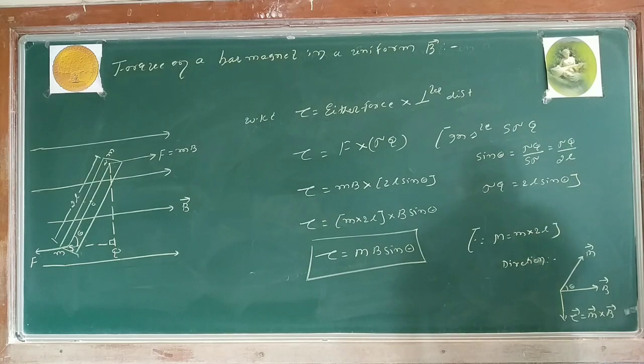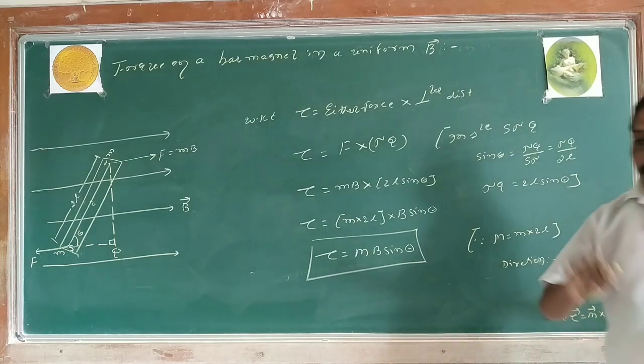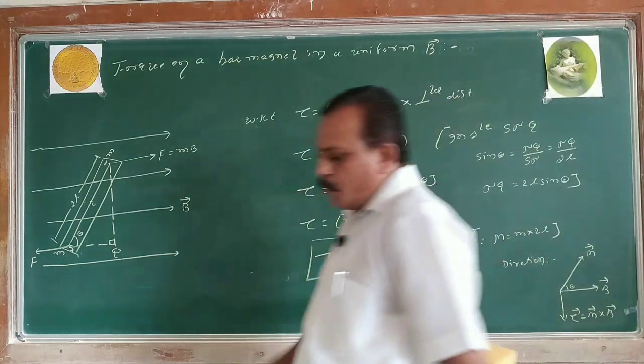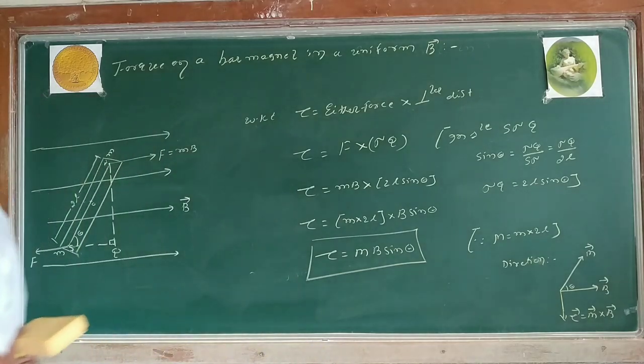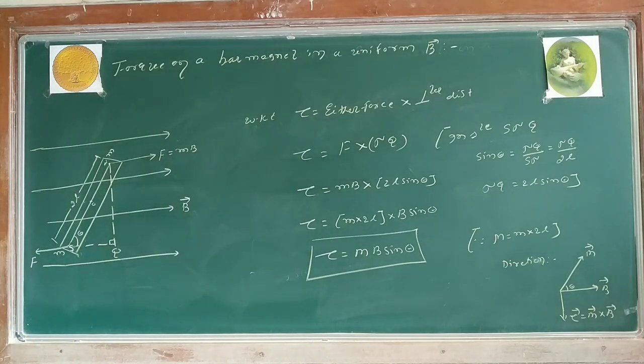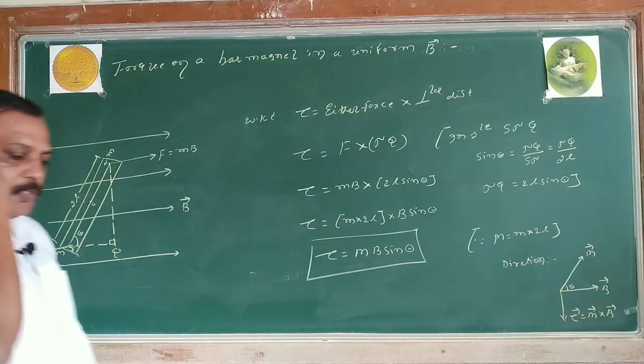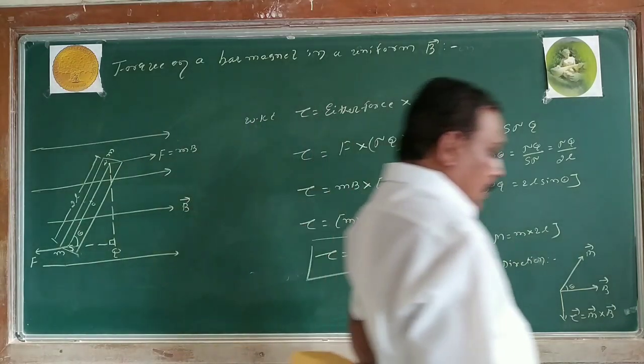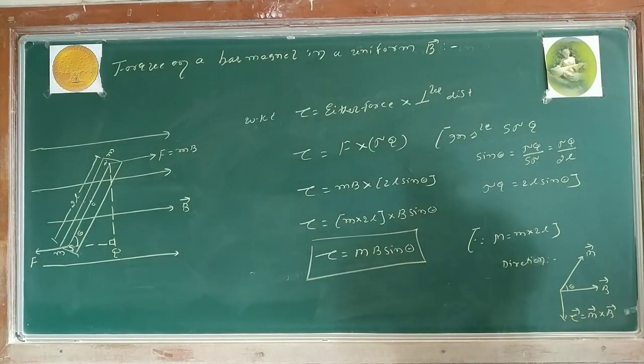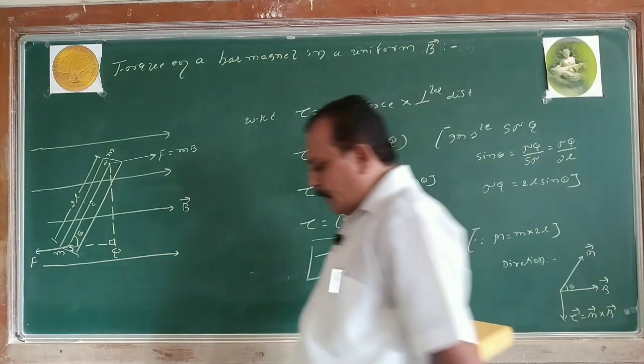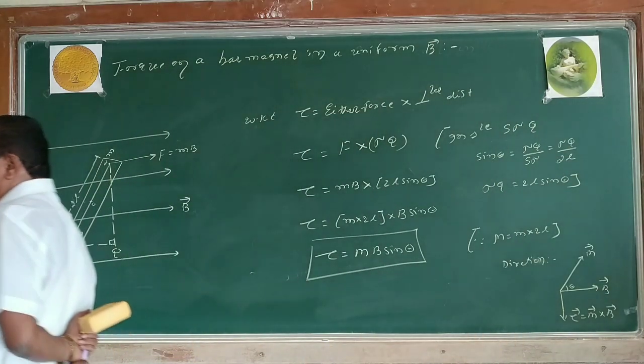What is the effect of torque? Torque brings rotational motion. It makes the magnet rotate. When the magnet is rotated, a displacement takes place. It experiences the force and there is a displacement, so work is done. That work done is stored as potential energy. The next topic we come across is the potential energy of a bar magnet in a magnetic field.